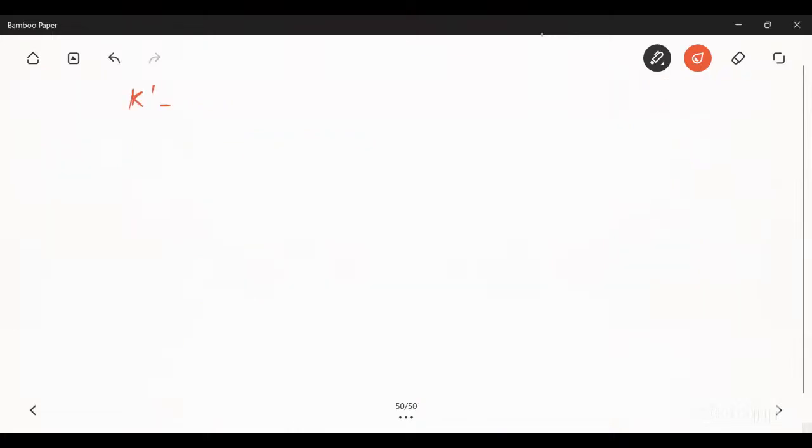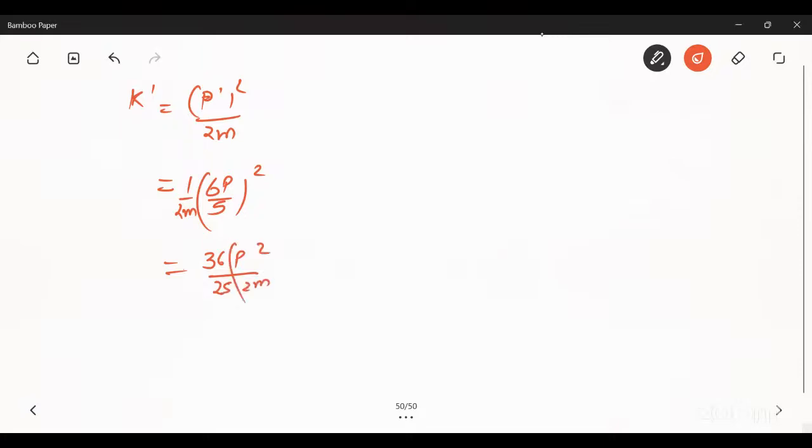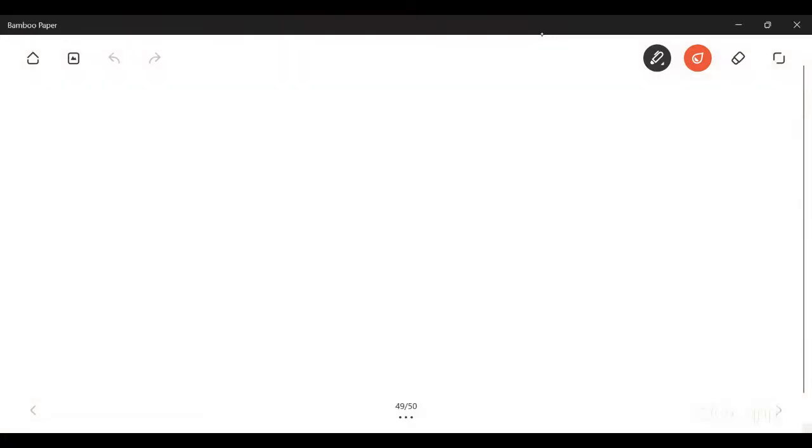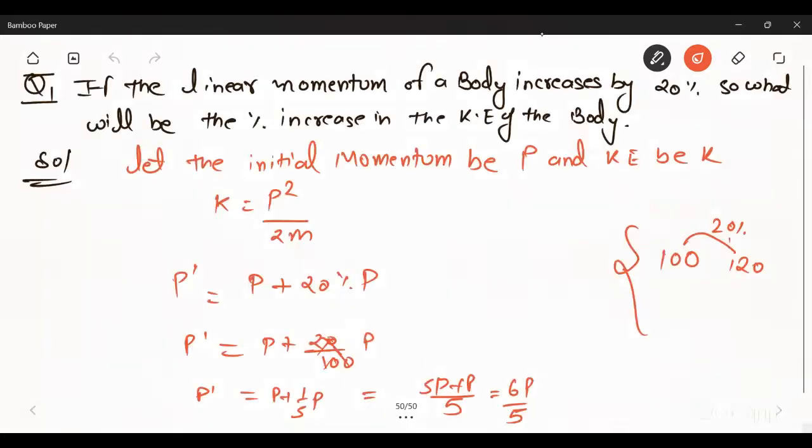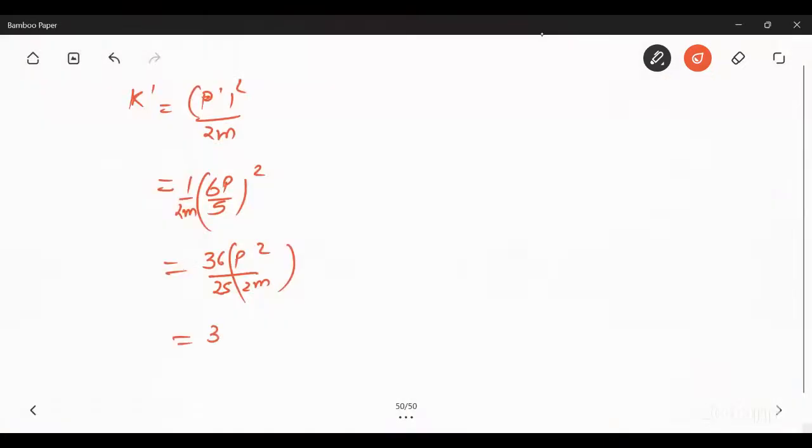Now the new KE will be K dash is equal to P dash whole square by 2m. So what is the value of P dash? P dash is equal to 6P by 5. So the value will be 6P upon 5 whole square, into 1 upon 2m. So 6P squared means 36P square upon 25 into 2m. And P square by 2m is K, the initial kinetic energy. So in place of P square by 2m, I can write K only. So K dash will be 36 upon 25 K.